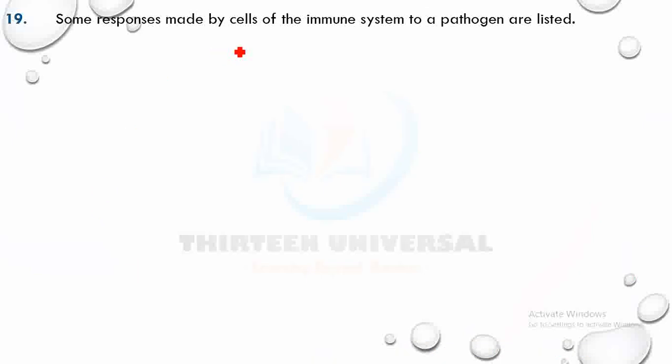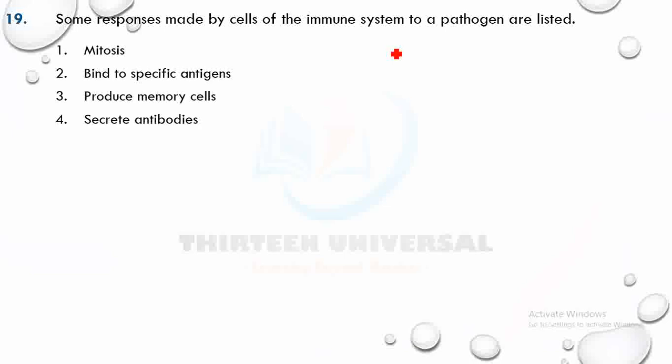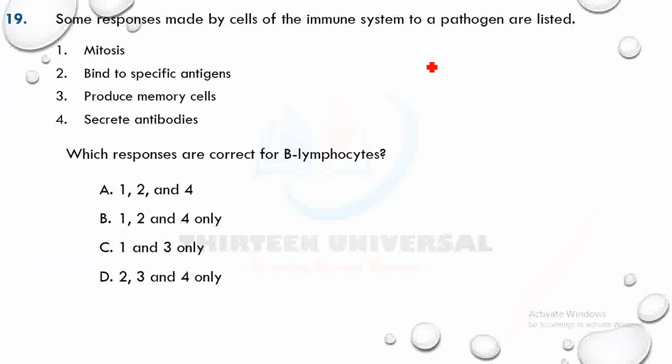Some responses made by cells of immune systems to a pathogen are listed. Which responses are correct for B lymphocytes? B lymphocytes have both memory cells and plasma cells. So of course they undergo mitosis, right? And of course they recognize the antigen. During this they produce memory cells, they secrete antibodies. There's no option for all 4 of them. Is there any option? No.